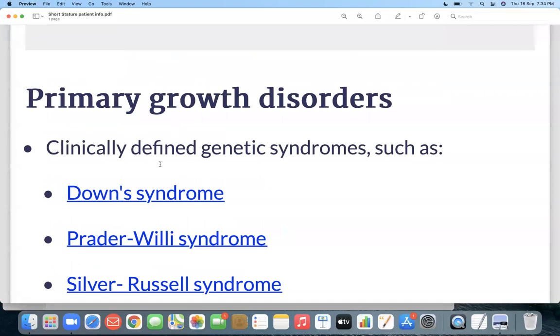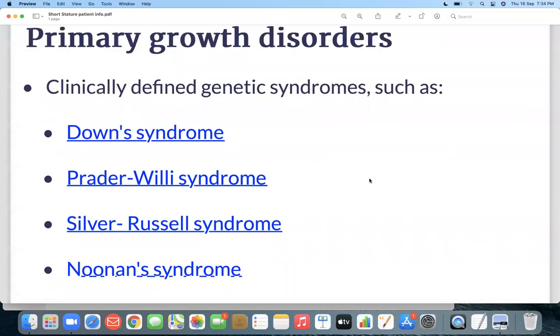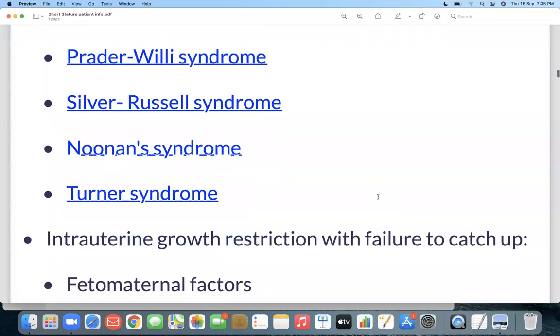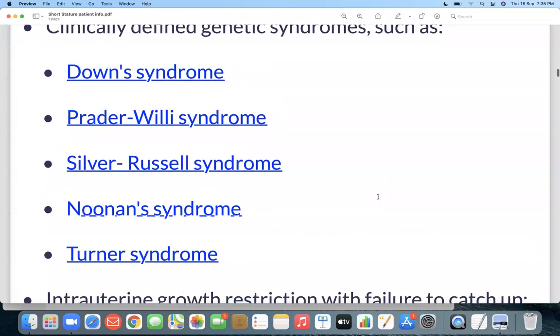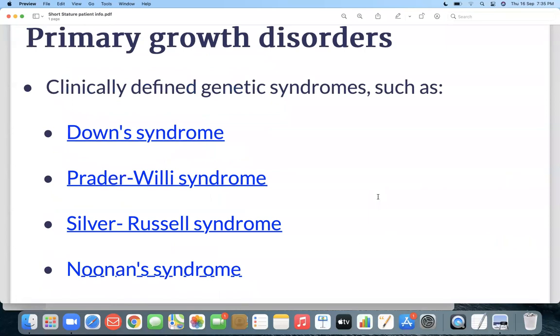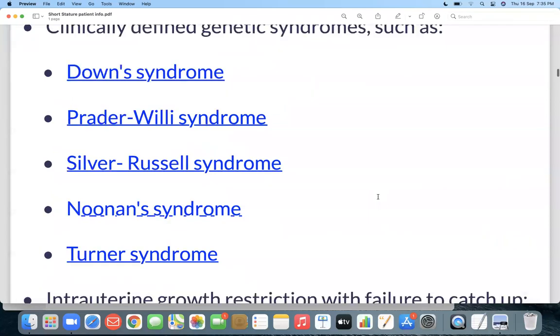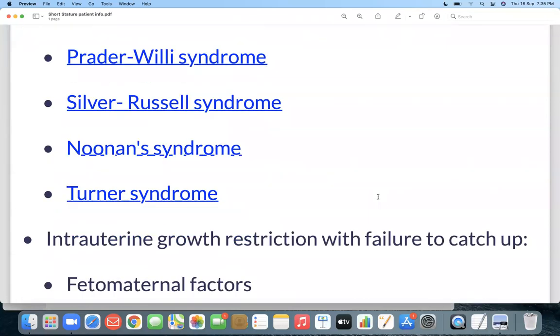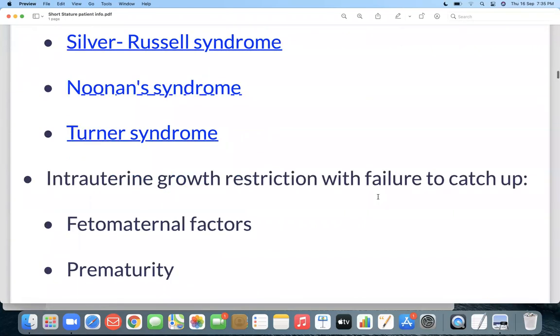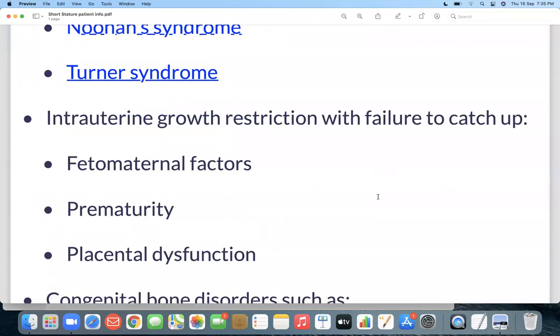Yes, just 1 minute. So primary growth disorders, which you should know, are clinically defined genetic syndromes. That is Down syndrome, Prader-Willi syndrome, Russell-Silver syndrome, Noonan syndrome, Turner syndrome. At least keep these 5 syndromes in your mind: Downs, Prader-Willi, Russell-Silver, Noonan's, and Turner's. Then intrauterine growth restriction with failure to catch up, IUGR.